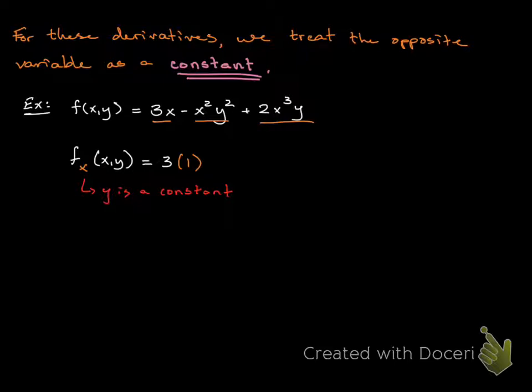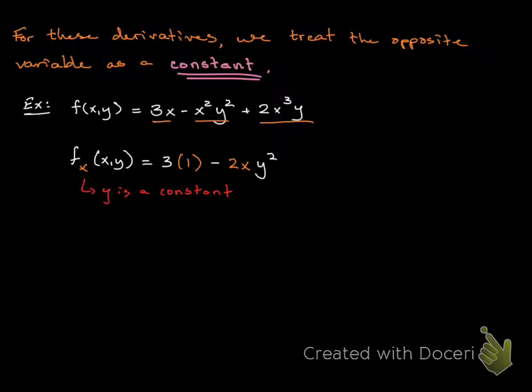Now, when I take a derivative of the second term, that minus x squared y squared, y squared is a constant. So I'm taking a derivative of x squared. You can think about that y squared as being a number, like 4, out front. So really I'm thinking about the derivative of a constant times x squared. Well, the negative sign is going to remain. The derivative of x squared should be 2x, and the y squared again is a constant. That just stays there.